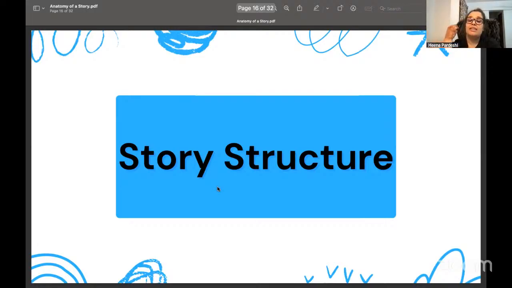Why does structure matter so much in storytelling? Every story, whether you consciously plan it or not, follows a rhythm of change. Even your own life does. You start somewhere, something happens, it changes you, and you end somewhere new. And then the cycle begins all over again. That's all structure really is. It's a pattern of transformation.